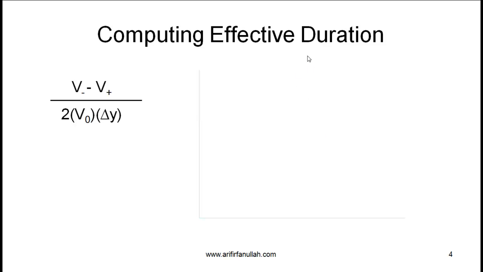Now we are going to talk about computing effective duration, and we saw this earlier in the reading on risks of investing in fixed income securities. But the formula that you see here is extremely important, and this formula is effective duration equals (V minus minus V plus) over (2 V naught delta Y). You need to understand exactly what these terms mean and how to calculate them.